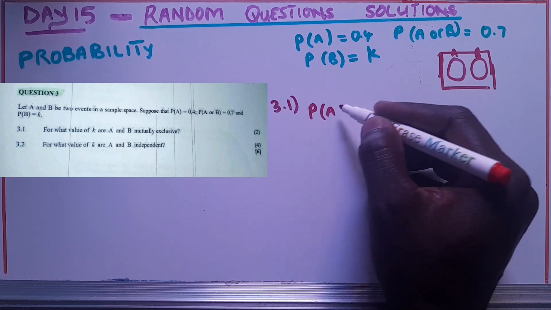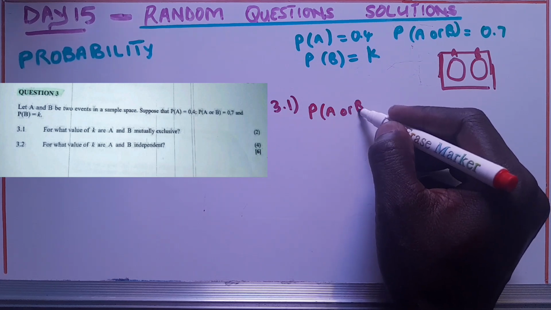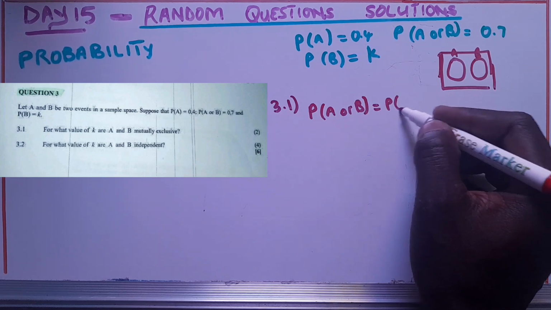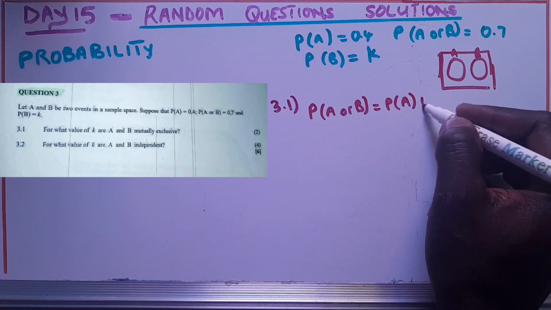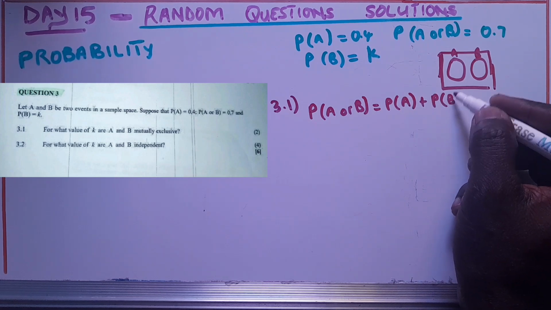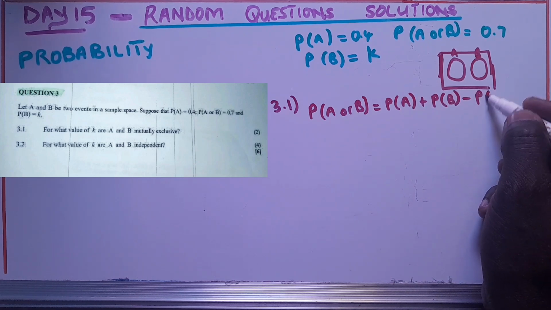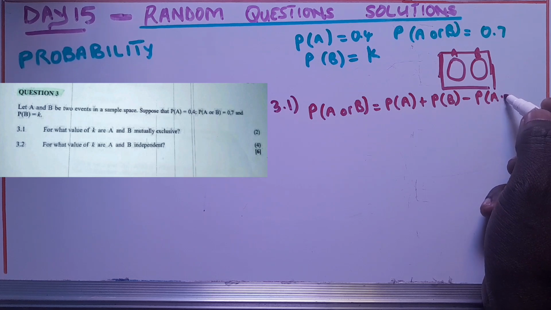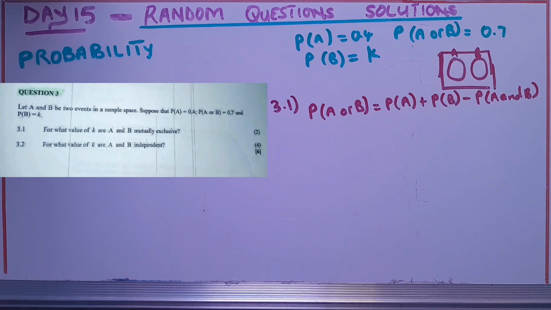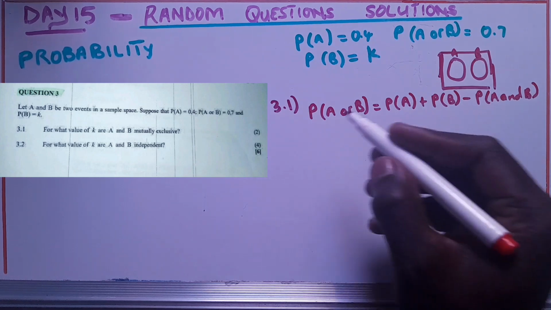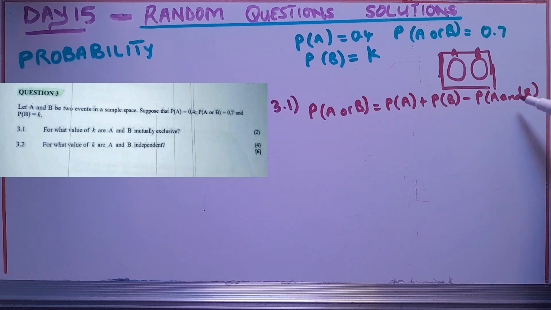So we are going to say probability of A or B is equal to probability of A plus the probability of B minus the probability of A and B. This is the general formula that we use in these probability questions. Since the probability of A and B is 0, because they are mutually exclusive, this is just 0.